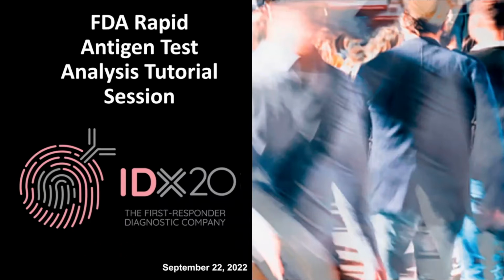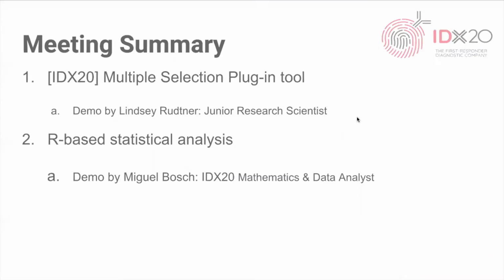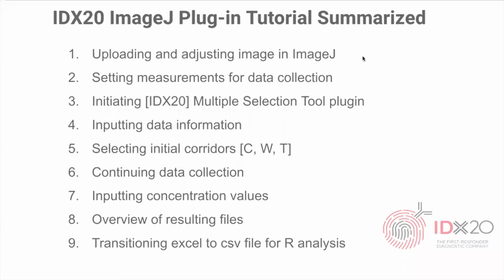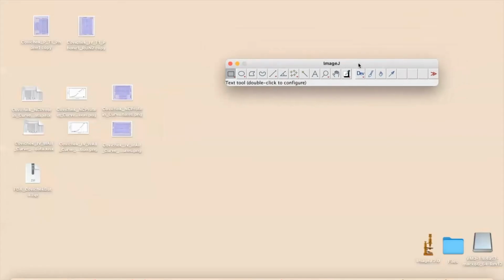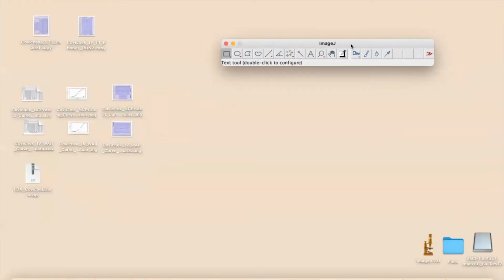Today I'm here to show you how to use our Rapid Antigen Test ImageJ plugin analysis tool. We'll go through uploading and adjusting the image in ImageJ, setting the measurements for data collection, initiating the multi-selection plugin tool, inputting the data information, selecting initial corridors, continuing the data collection, and inputting those captures concentration values, and then overviewing the resulting files. So from there, I'll jump right into the ImageJ tutorial.